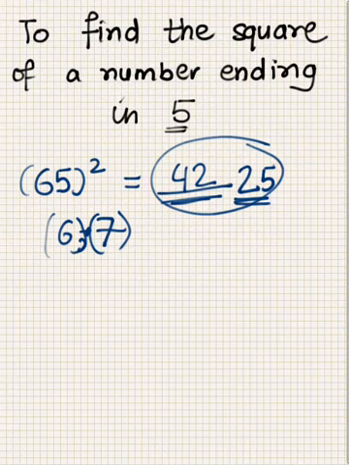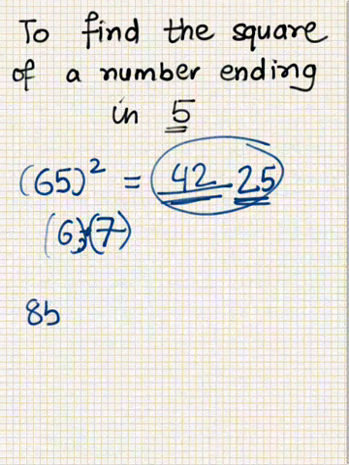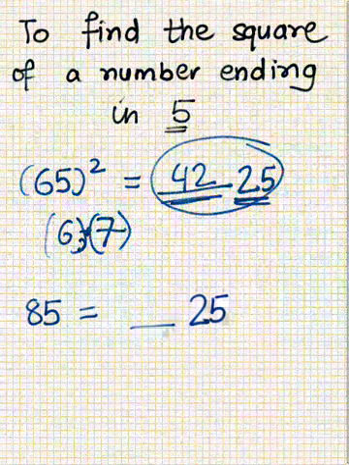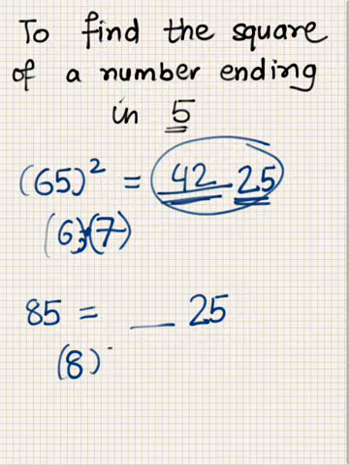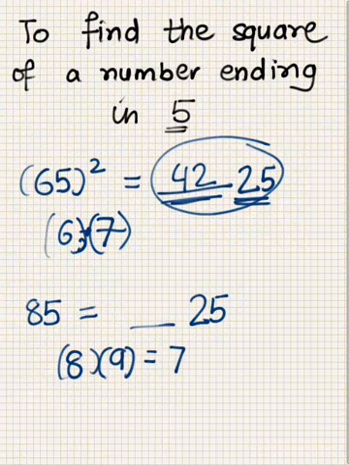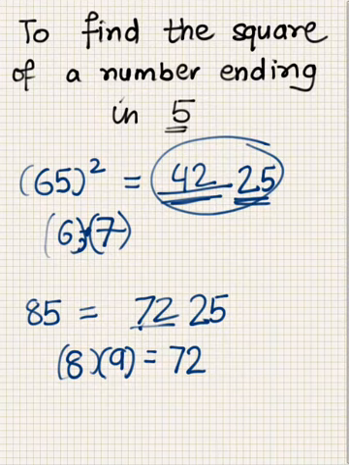Let's take 85. As we saw, 85 squared would end with 25. And over here, we have 8 plus 1, which is 9. So 8 times 9 is 72. And here we have our answer, 7,225. Pretty simple, right?